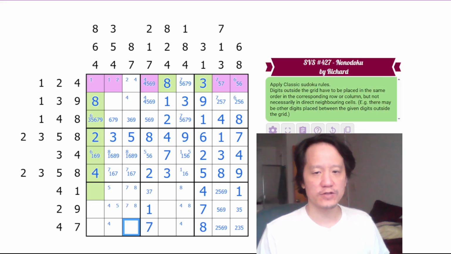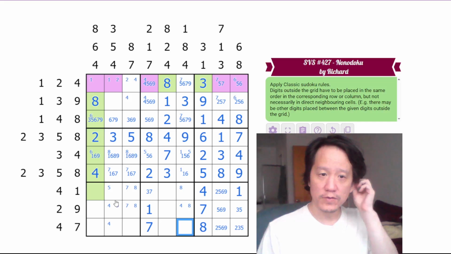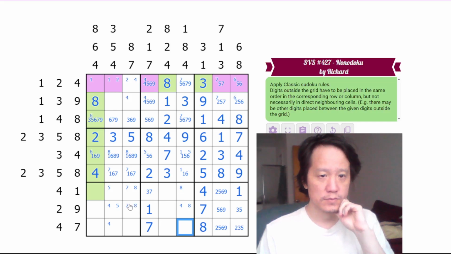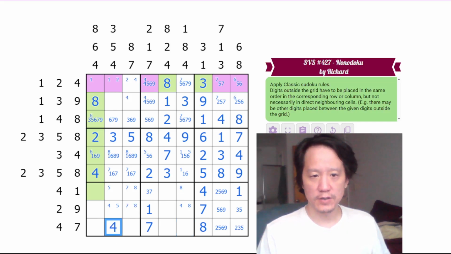4 has to be in front of the 7 in row 9. So 4 cannot be here. 4 cannot be here. That means 4 has to be here, which means this can't be 4 here. This can no longer be 7 because of the 7 in the row. Therefore, 8 cannot be either of these. 7 has to be one of these two. That forces this to be an 8. So this is 8, which means this cannot be 8.